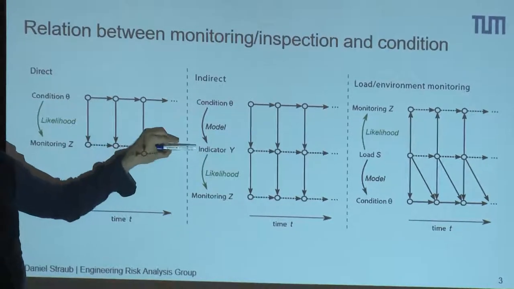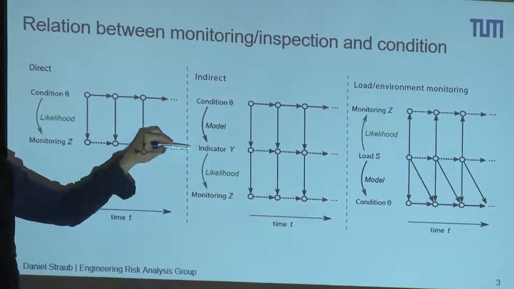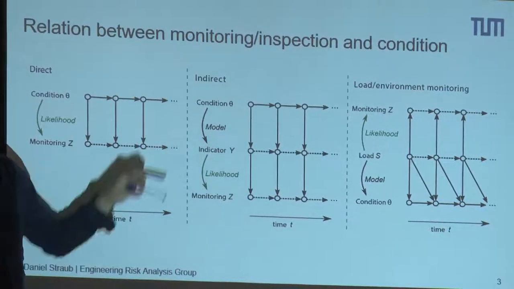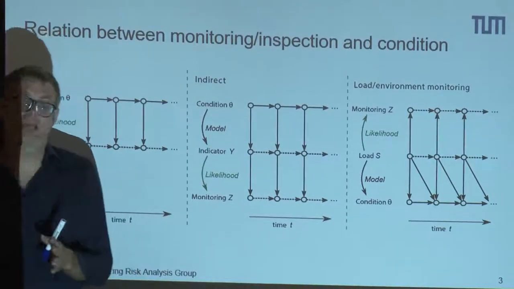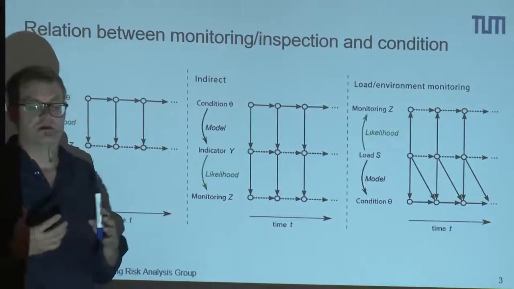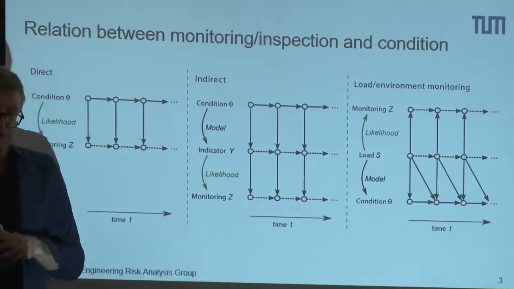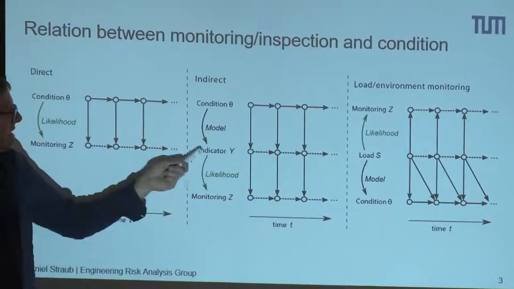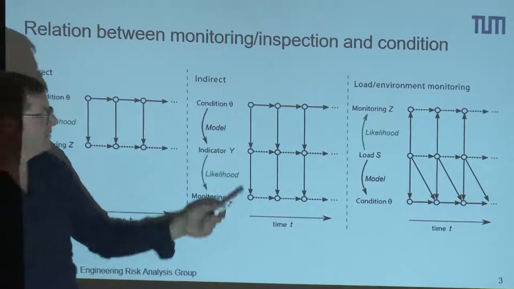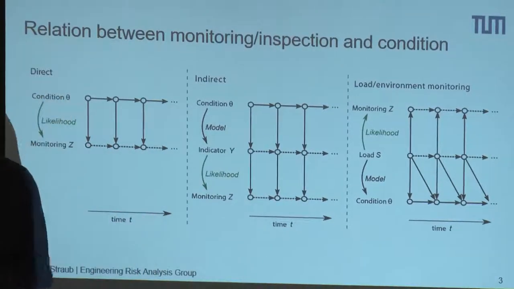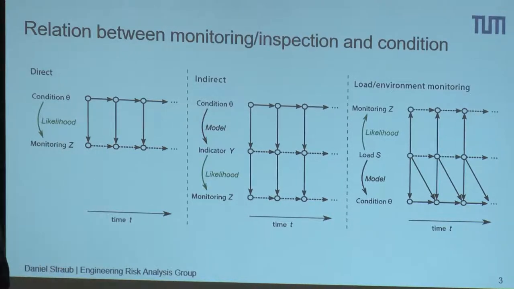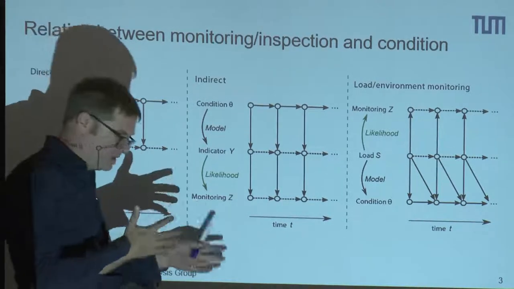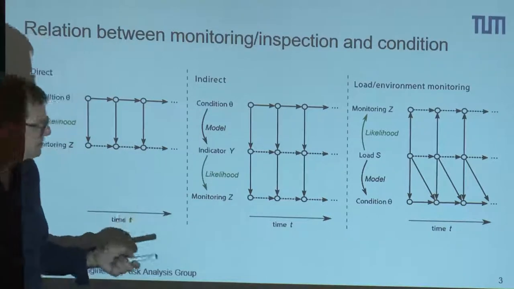I take the stiffness of the structure as an indication. So I'm saying if there is some change in the stiffness of the structure, it's an indication that I have a problem. So the stiffness of the structure is taken as an indicator. And the stiffness is something I can try to indirectly measure, by looking at eigenfrequencies and so on.